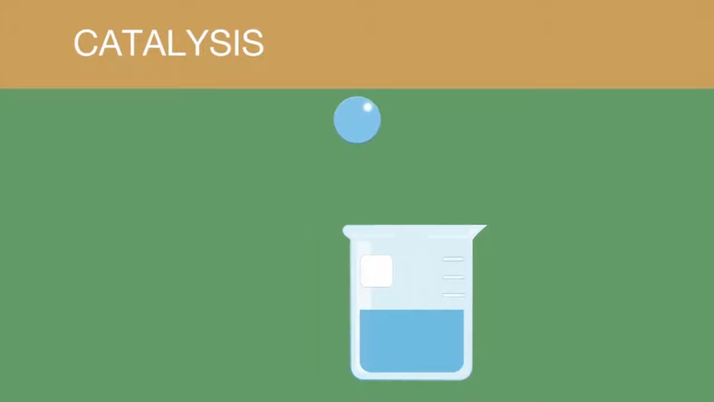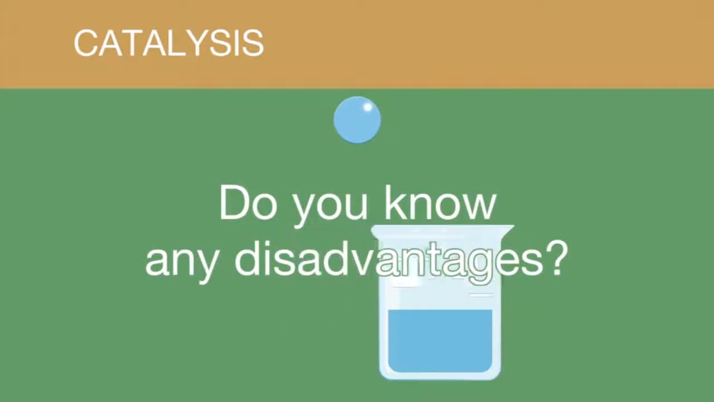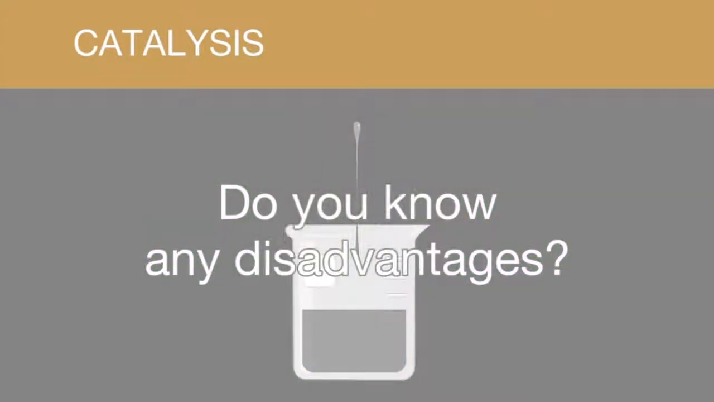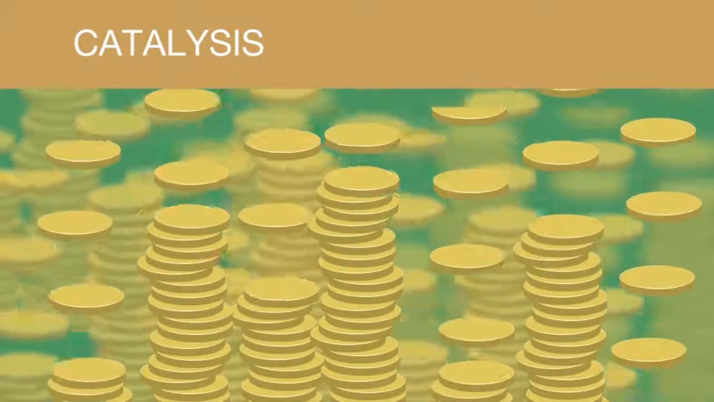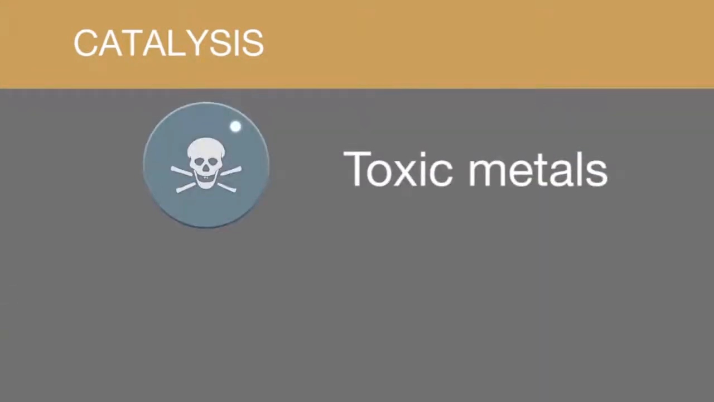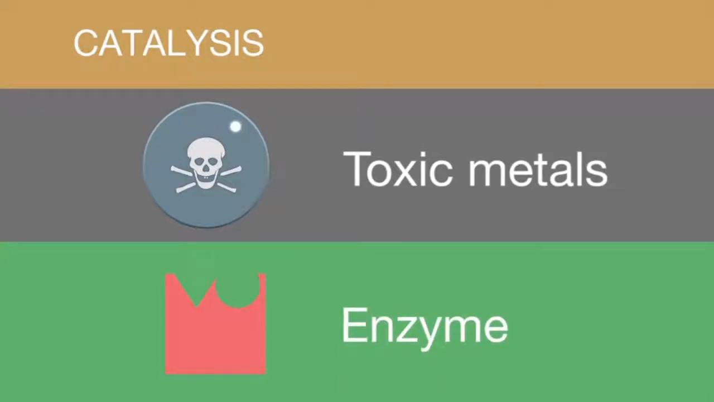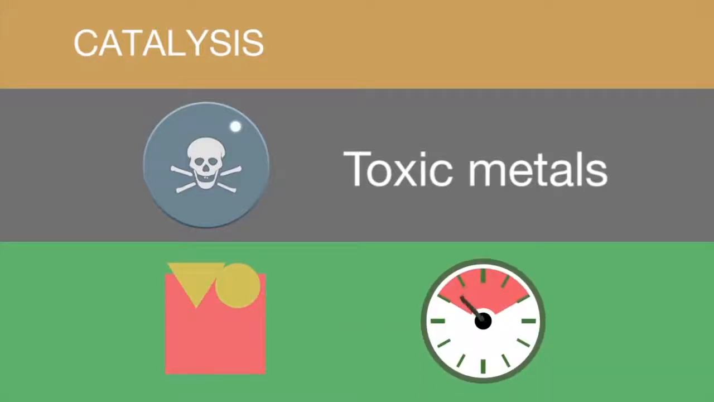However, despite these advantages, do you know of any disadvantages to using catalysts? Pause the video, think about this, and continue when ready. You might have said that catalysts can often be expensive, in some cases made of toxic metals, or in the case of a biological catalyst known as an enzyme, it can be very selective about the chemicals it's exposed to and might only work in a narrow temperature range.